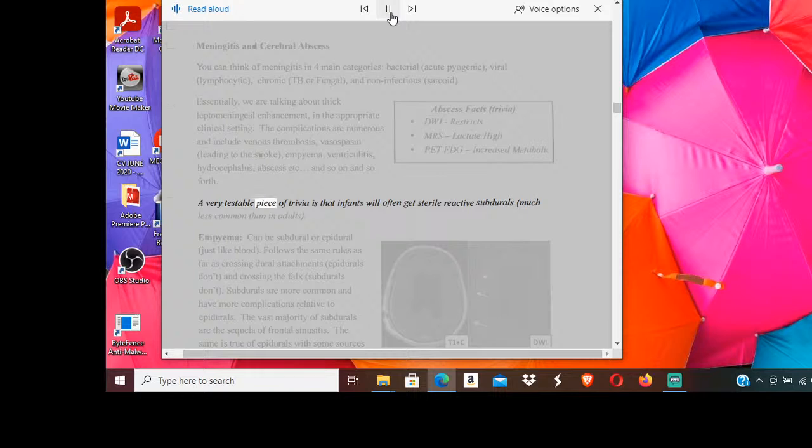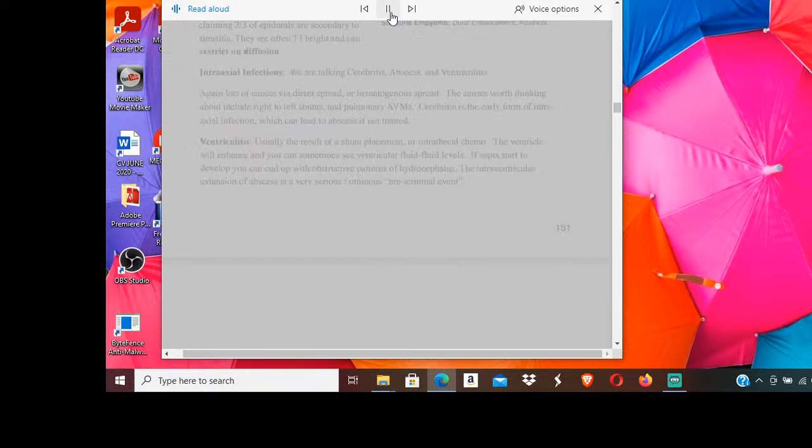A very testable piece of trivia is that infants will often get sterile reactive subdurals, much less common than in adults. Empyema can be subdural or epidural, just like blood. Follows the same rules as far as crossing dural attachments, epidurals don't, and crossing the falx, subdurals don't. Subdurals are more common and have more complications relative to epidurals. The vast majority of subdurals are the sequela of frontal sinusitis. The same is true of epidurals, with some sources claiming 2/3 of epidurals are secondary to sinusitis.